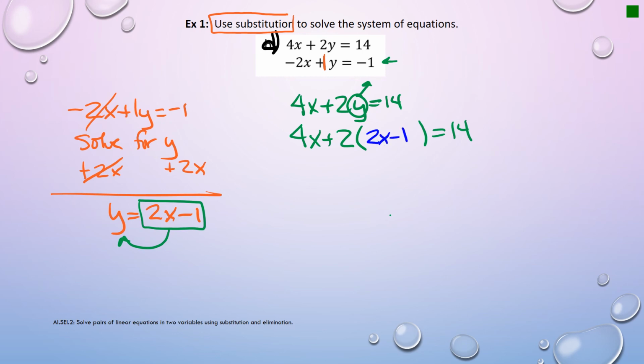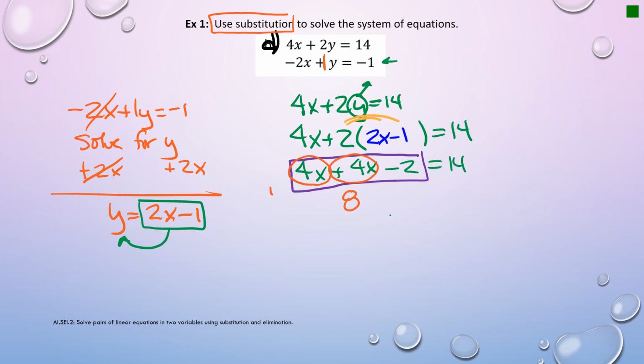And then right here, we have the distributive property. So we've got 4x plus 4x minus 2 equals 14. I would love to see a box around that left side of the equation so that you can know that the 4x and the 4x need to be combined. It's called combining like terms. 4x plus 4x is 8x.